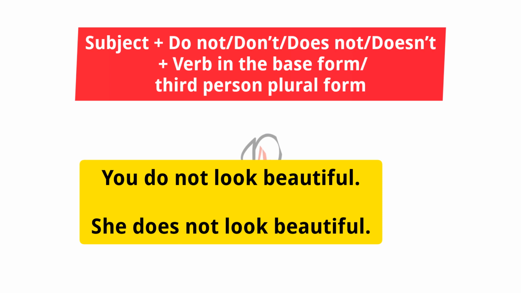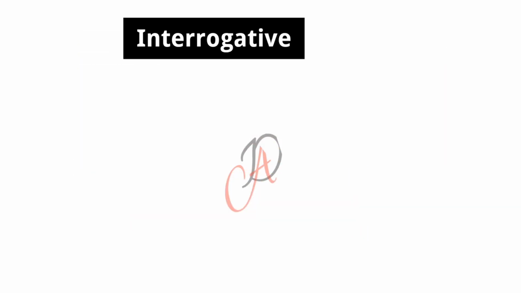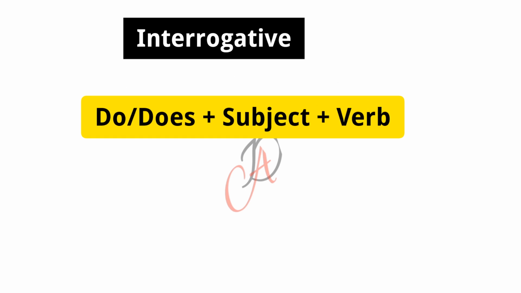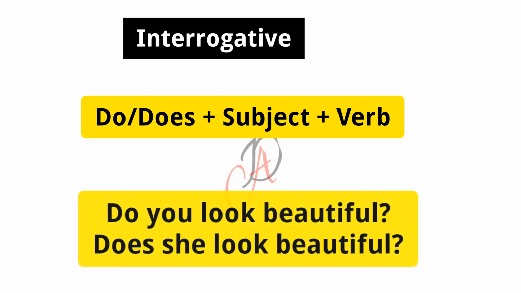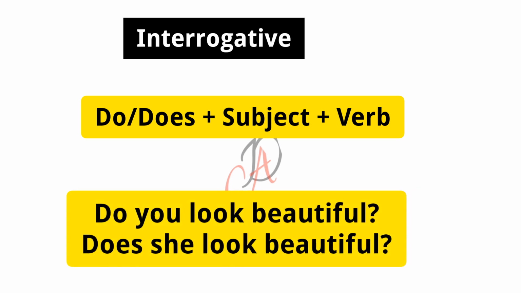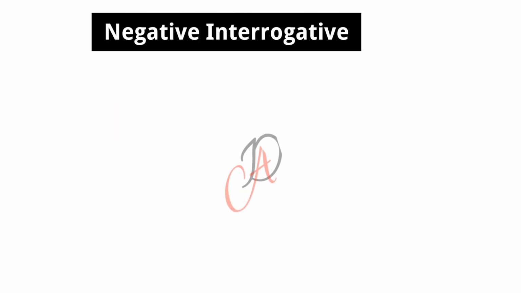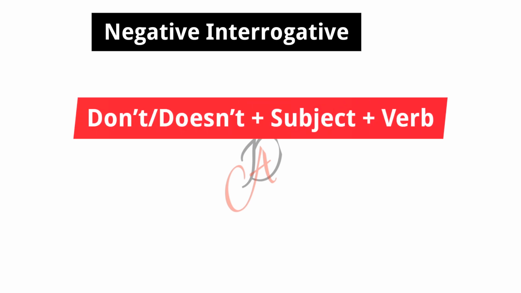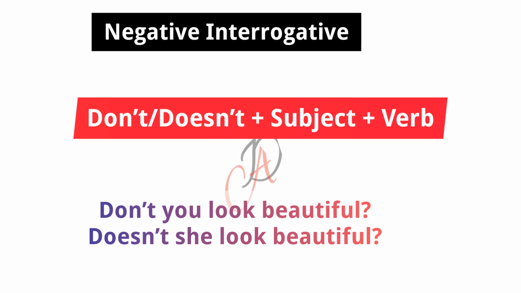And the third structure is interrogative sentence. And the structure of interrogative sentence is do plus does plus subject plus verb. For example, do you look beautiful? Or does she look beautiful? And the fourth structure of simple present tense is negative interrogative sentence. And the structure is don't or doesn't plus subject plus verb. For example, don't you look beautiful? The second one, doesn't she look beautiful?